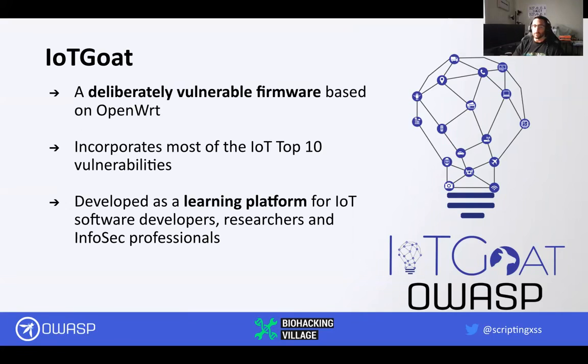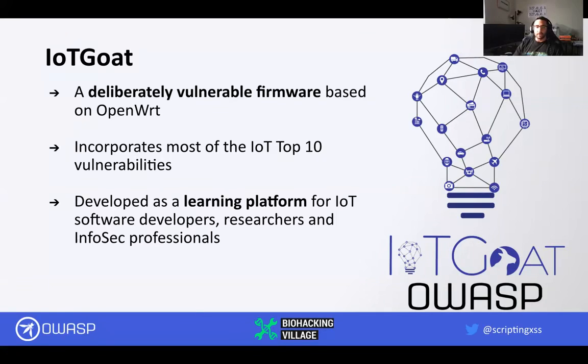And so what we wanted to do is use this vulnerable firmware as a learning platform for professionals, researchers, software developers, anyone who is looking to get into firmware hacking, IoT hacking, and give them that playground to let loose, practice, level up, and gain that confidence.